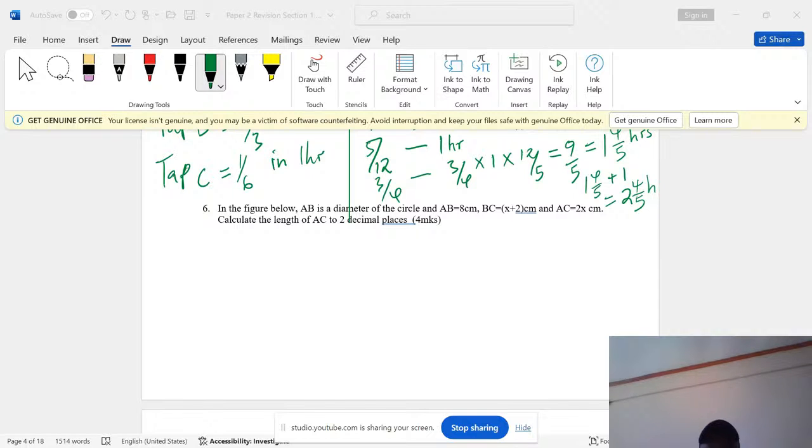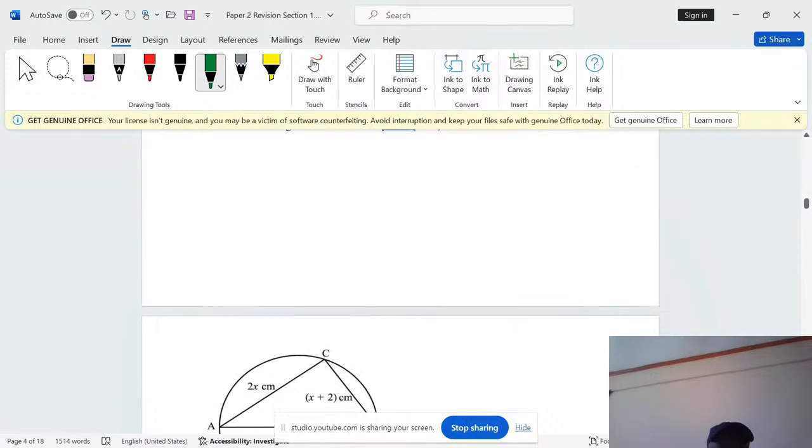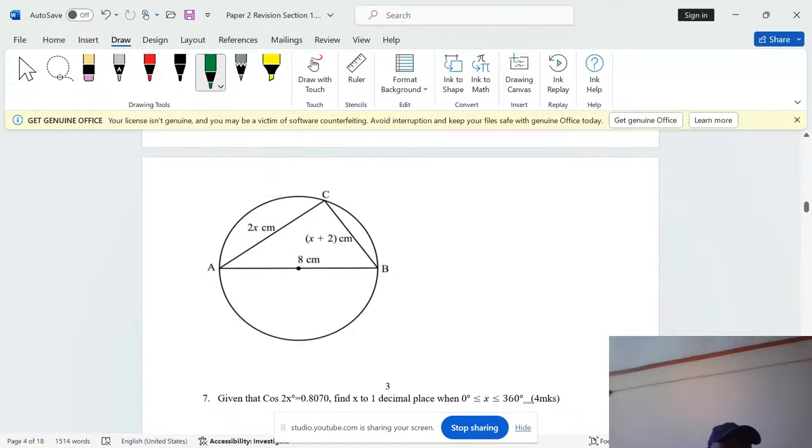Yes. So now we are talking about part 6. Calculate the length AC to 2 decimal places. The diagram is here. The diameter is 8 centimeters, length AC is x, and length BC or CB is x plus 2.